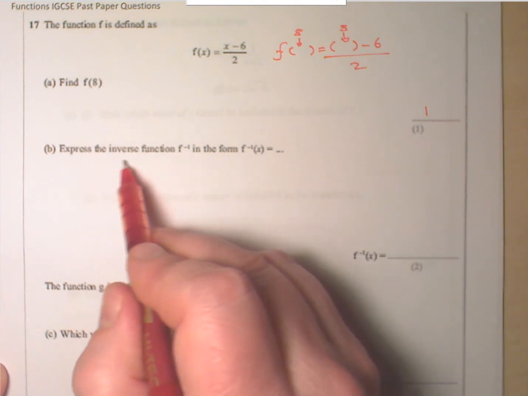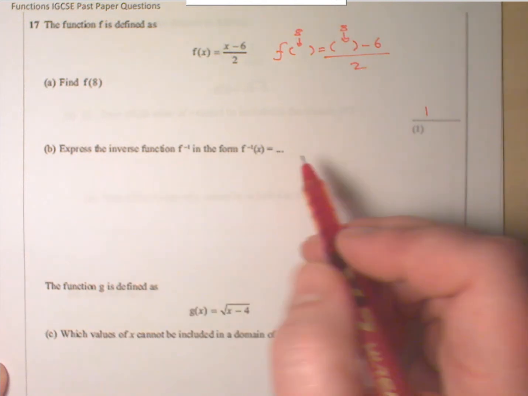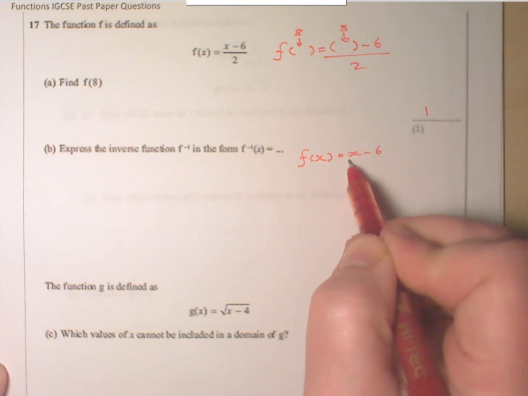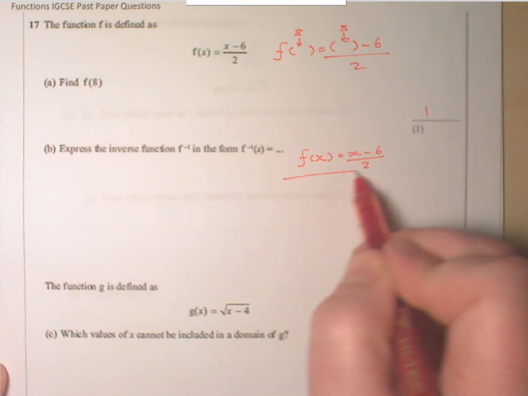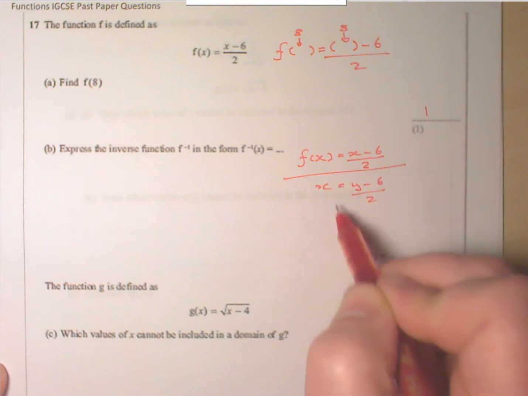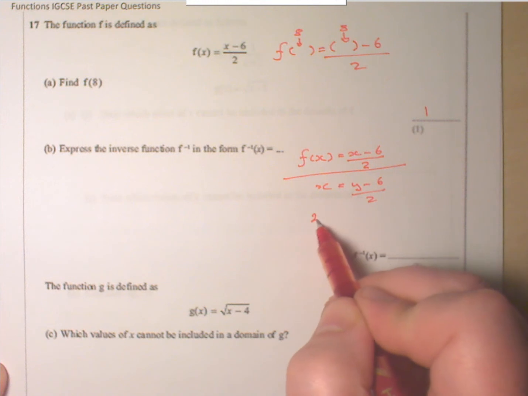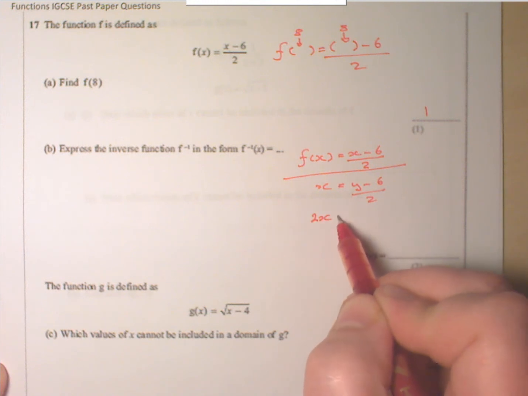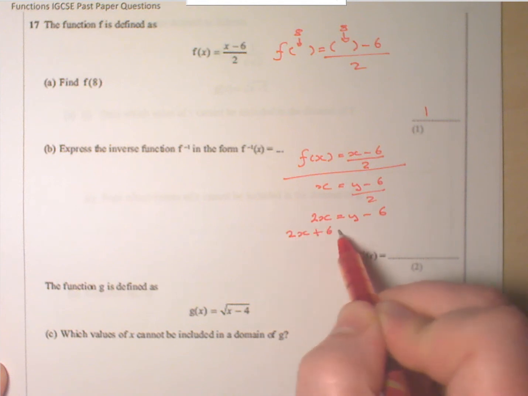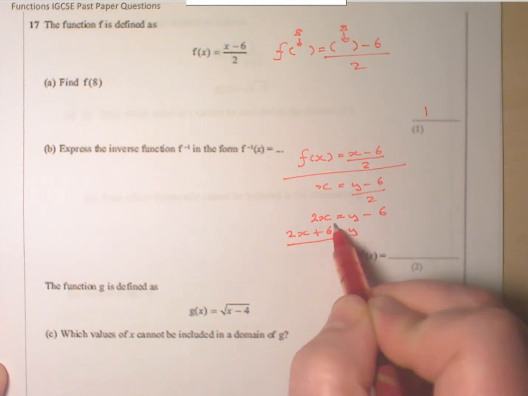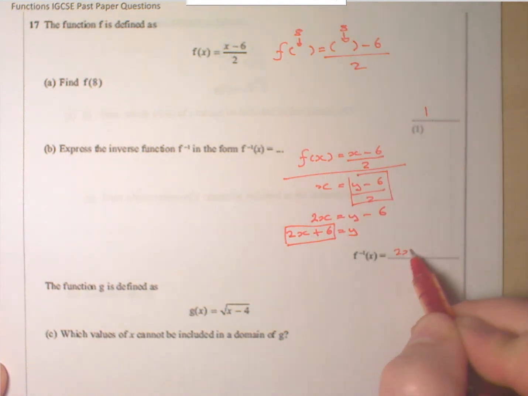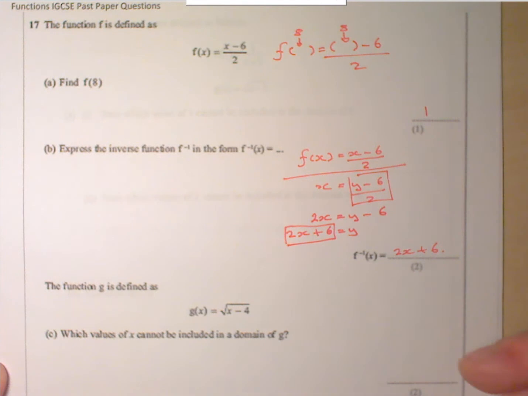They want me to reverse the function. So what I'm going to do is write down the function here. I am going to swap out the x for a y and put x here and make y the subject. Gives me 2x equals y minus 6, and therefore 2x plus 6 equals y. And this is the opposite of this. 2x plus 6.